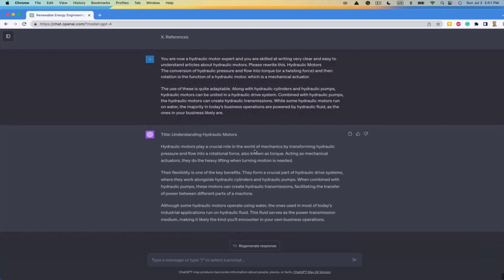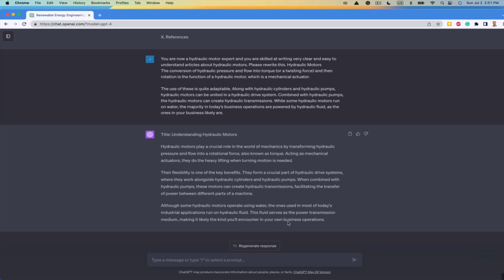Hydraulic motors play a crucial role in the world of mechanics by transforming hydraulic pressure and flow into a rotational force, also known as torque. Acting as mechanical actuators, they do the heavy lifting when turning motion is needed. Their flexibility is one of the key benefits. They form a crucial part of the hydraulic drive systems, where they work alongside hydraulic cylinders and hydraulic pumps. When combined with hydraulic pumps, these motors can create hydraulic transmissions, facilitating the transfer of power between different parts of the machine. Although some hydraulic motors operate using water, the ones used in most of today's industrial applications run on hydraulic fluid. This fluid serves as the power transmission medium, making it likely the kind you'll encounter in your own business operation.